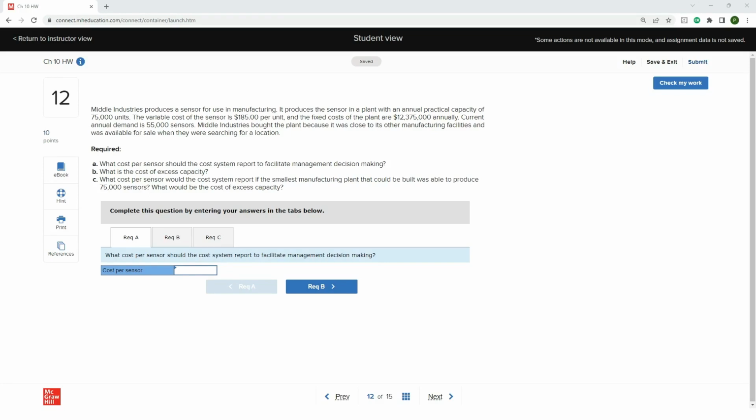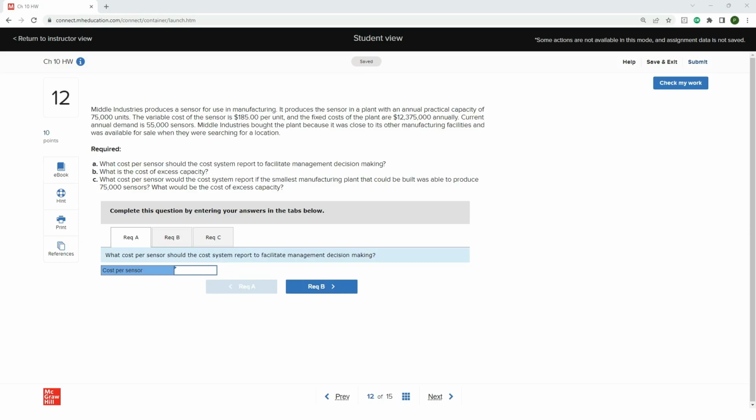The question tells us that the variable cost is $185 per unit, and the fixed costs of the plant are $12,375,000 annually. Current annual demand is 55,000 sensors. So we can produce more than 75,000. Practically, we only produce 75,000, but demand-wise, they only want 55,000. So we have excess capacity. Middle Industries bought the plant because it's closer to its other manufacturing facilities and was available for sale when they were searching for a location.